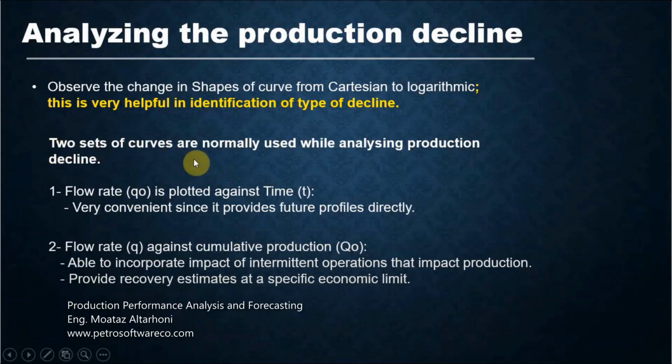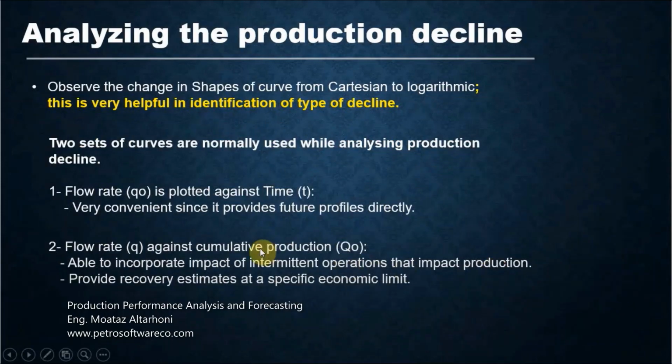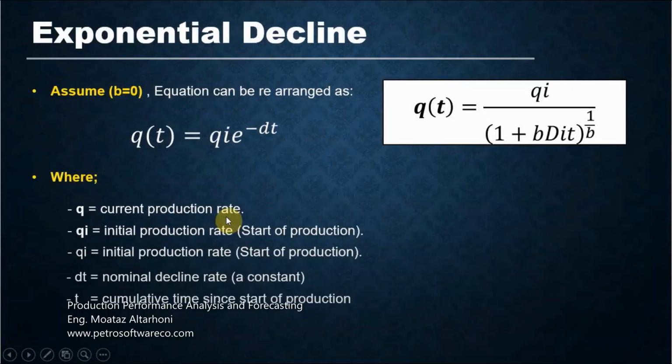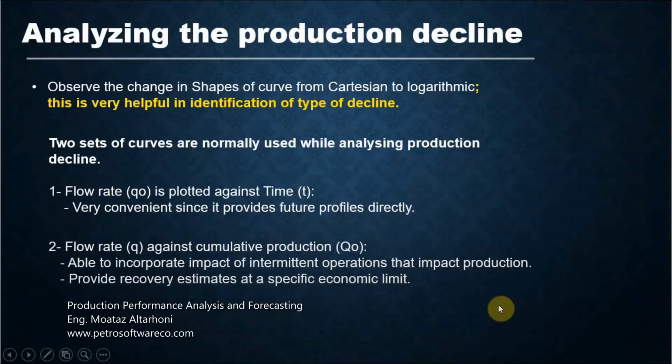Two sets of curves are normally used while analyzing the production data. As we define here, the first is the flow rate versus time. It gives me a good directional view of future production. We can see, for example, this is the basic data we have, and from this plot, the oil rate versus date, it gives me how much oil will be produced in the future depending on these data. So if this line represents this point, after 1994, depending on one of these curves, this curve represents hyperbolic, so we can depend on this line to predict the production in the future by using oil rate versus date.